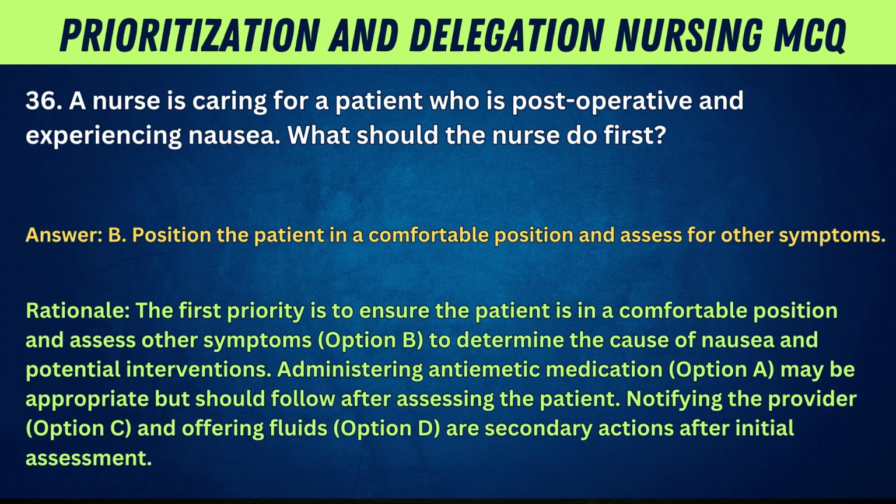Answer. B. Position the patient in a comfortable position and assess for other symptoms. Rationale. The first priority is to ensure the patient is in a comfortable position and assess other symptoms, option B, to determine the cause of nausea and potential interventions. Administering antiemetic medication, option A, may be appropriate but should follow after assessing the patient. Notifying the provider, option C, and offering fluids, option D, are secondary actions after initial assessment.